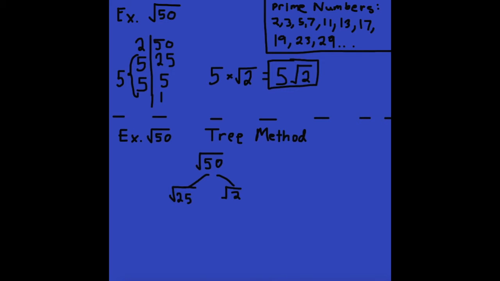Now we have radical 25 and radical 2. The next step is to split the perfect square, which in this case is radical 25. Radical 25 can be rewritten as 5. You stop breaking it down until there's nothing you can break it down to. In this case, you cannot break 5 or radical 2 down even further. Then we look at the lowest branches. The lowest branches are 5 and radical 2. This means that 5 times radical 2 is our answer. Therefore, our answer is 5 radical 2. This was the same answer we got the first way.